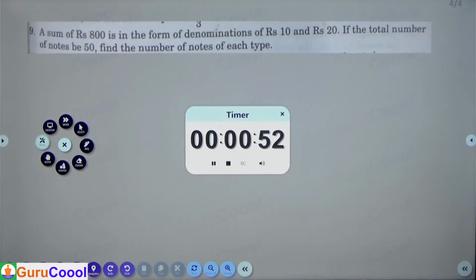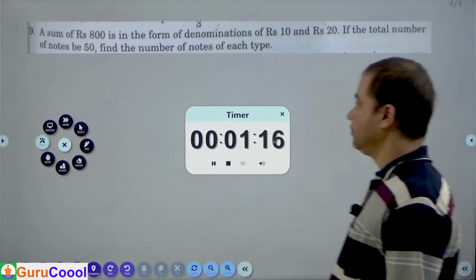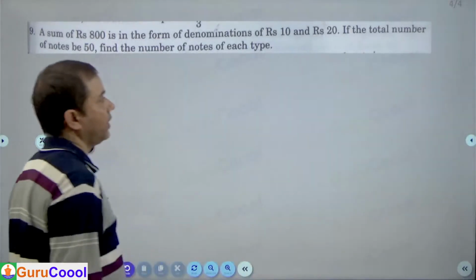Ten x plus 20 into brackets, 50 minus x is equal to 800. Okay, that's correct. That's correct, sir. Yes, that's correct.